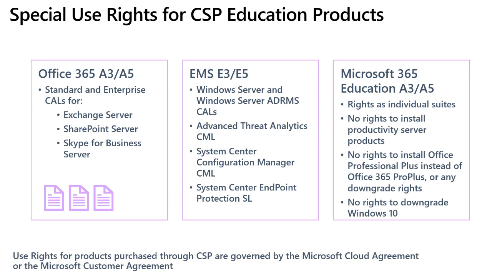But if we're to look at Microsoft 365 Education A3 and A5, then these licenses only give use rights as per the individual products. The extra rights available in EES are not available for CSP customers. Exchange, SharePoint and Skype for Business Server are not available in CSP currently, and therefore there's no rights to install these products through CSP. It's just one of the caveats. Office Professional Plus or earlier versions or Windows 8.1 are not available either, and therefore we don't have the rights to install these through CSP currently either.